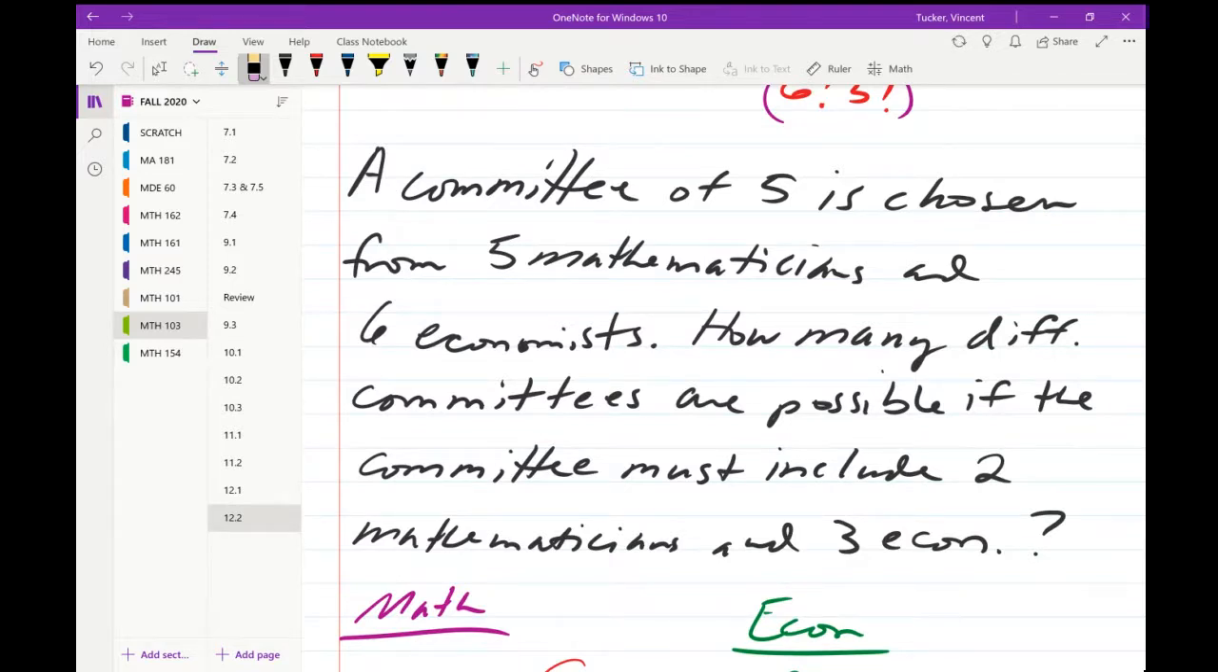All right, so the next one: a committee of 5 is chosen from 5 mathematicians and 6 economists. How many different committees are possible if the committee must include 2 mathematicians and 3 economists?